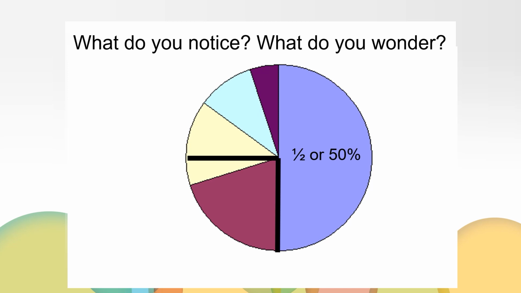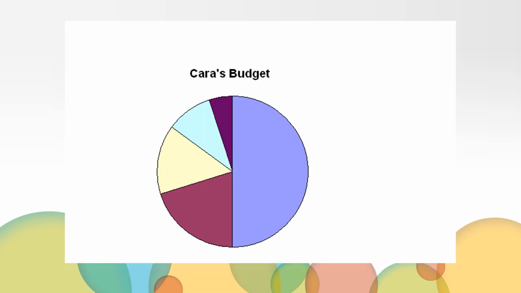We now see that this graph is about Kara's budget. A budget is a certain amount of money that you have to spend on something. For example, you may have an $80 budget to spend on clothing when you go shopping. You have to make sure you don't spend more than your budget.